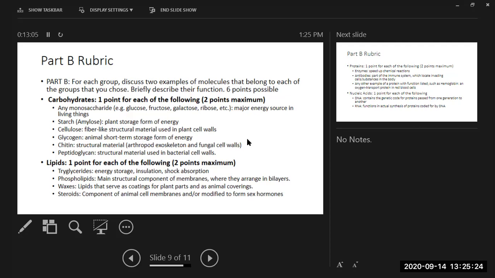Moving on to lipids. 1 point for each of the following, 2 points max. Triglycerides: energy storage, insulation, shock absorption. You try to punch somebody in the beer belly, they don't even feel it.